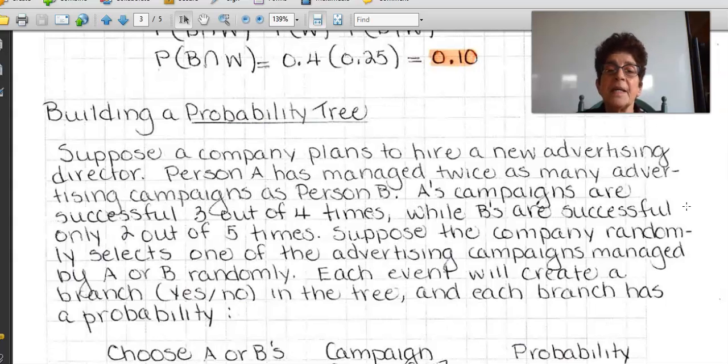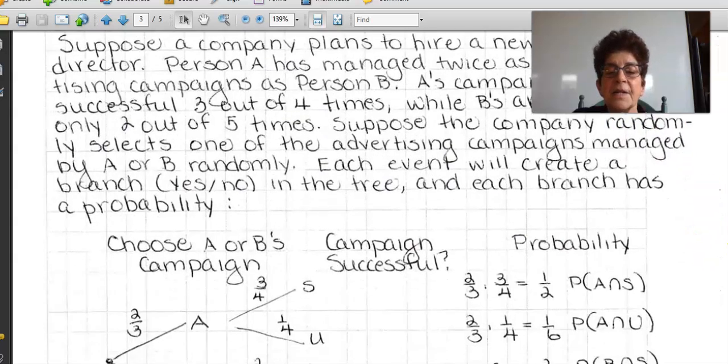Suppose the hiring committee randomly selects one of the advertising campaigns, like one of the brochures, managed by A or B, and you want to figure out the probability that you selected a successful campaign managed by A, a successful campaign managed by B, an unsuccessful campaign managed by A, an unsuccessful campaign managed by B. Each of these events is going to create a yes or no branch in a probability tree, and each branch has a probability on it. Let's take a look.